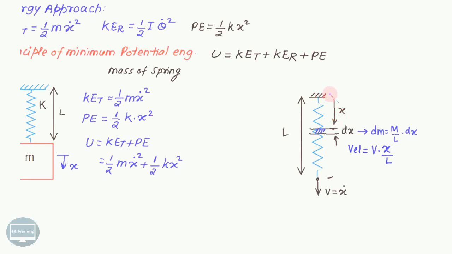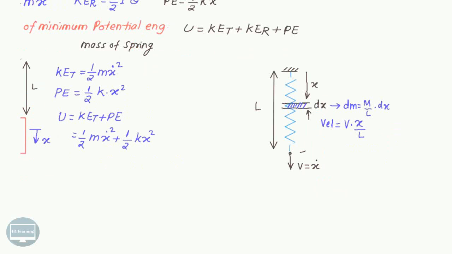When x is 0, you are on the fixed end, so what is the velocity? 0. When x is equal to L, you are on the free end, and the velocity is v. So the velocity of this small mass is v into x by L, and the mass of this element is dm equal to m by L multiplied by dx.